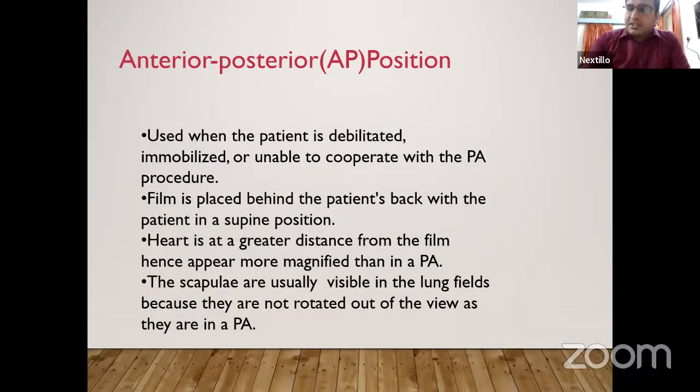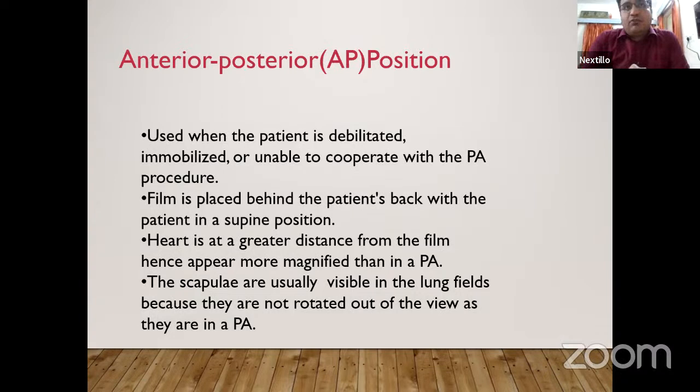It is only used when the patient is debilitated, immobilized, or unable to cooperate with the PA procedure. Here, as the name suggests, X-rays enter from anteriorly to posteriorly, so the film will be posterior to the patient. The film is placed behind the patient's back with the patient in the supine position. It can be taken in the sitting position also, but generally these admitted patients cannot move or stand, so the film is put behind their back. This is how it's taken.